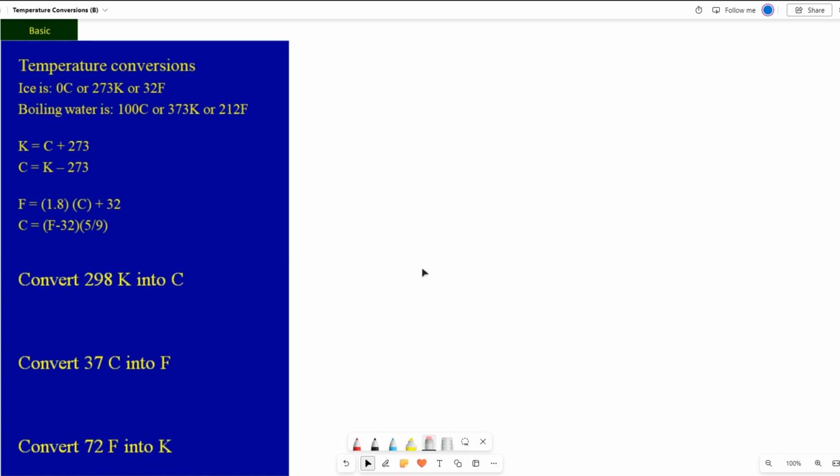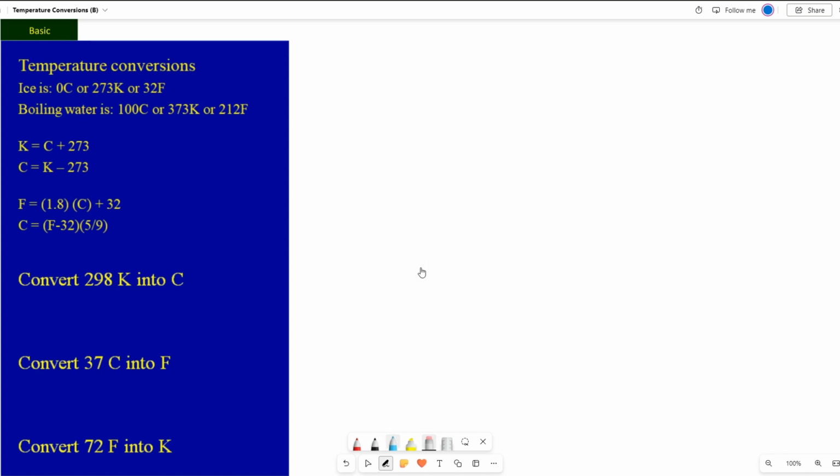So let's get started. At the top, I have what water freezes at and what water boils at in all three of the temperature scales. Ice is 0 degrees Celsius, 273 Kelvin, and 32 degrees Fahrenheit. And water boils at 100 Celsius, 373 Kelvin, and 212 Fahrenheit. Those numbers are useful to know so that when you're doing these conversions back and forth, you can check to see if you're getting the correct answers.